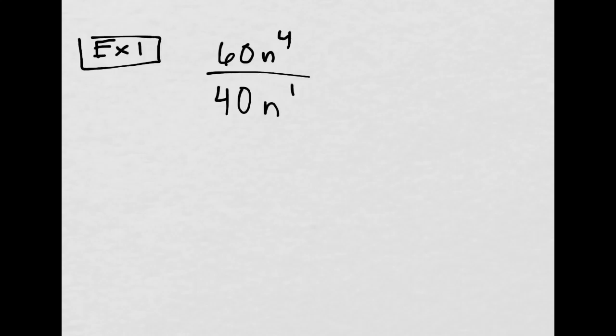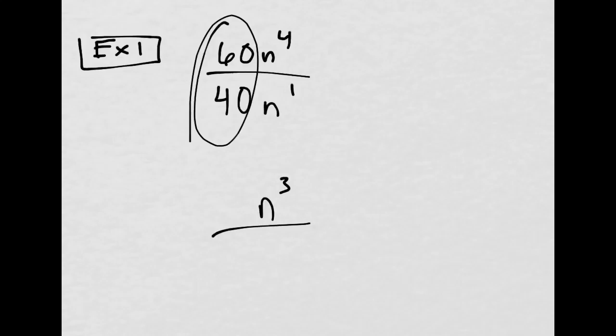Yeah, n cubed. Does that go on the top or the bottom? It goes on the top. It follows whatever is biggest. Since the n to the 4th was biggest, the n to the 3rd, 4 minus 1, will be in the top. All right, now what do you think we do with those numbers, the coefficients? Reduce them, yeah. What can we divide by? Yeah.